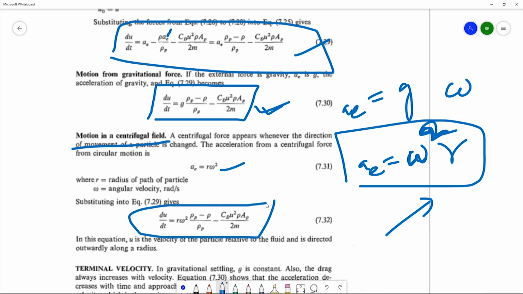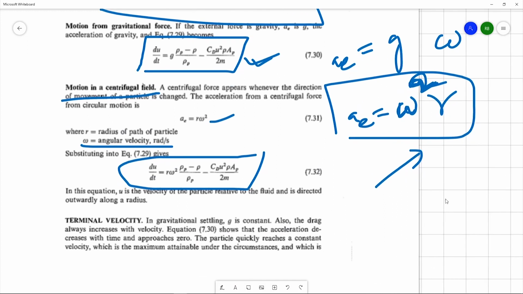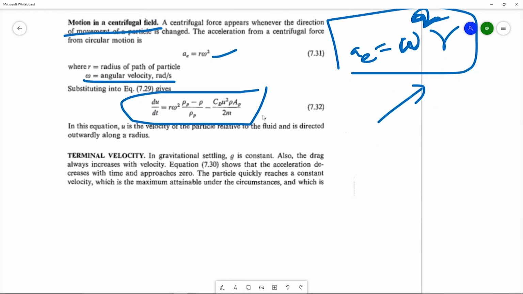Okay, so you can check the angular velocity. Omega is nothing but radian per second. R is the radius of the path of the particle. Okay, so you'll get this equation. So this is the force balance equation for gravity and centrifugal force.